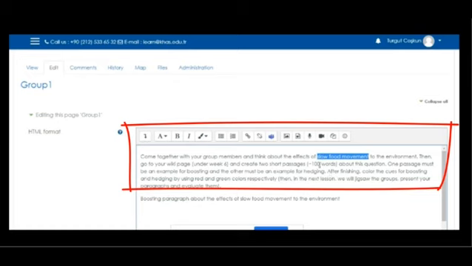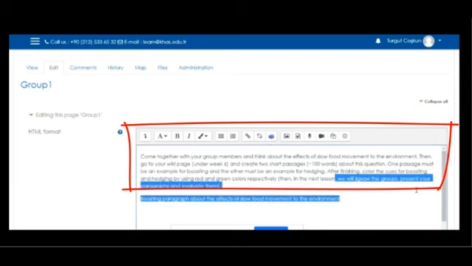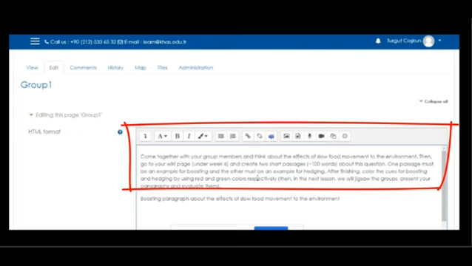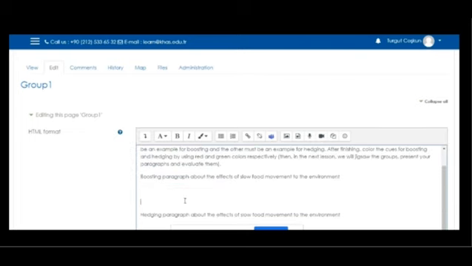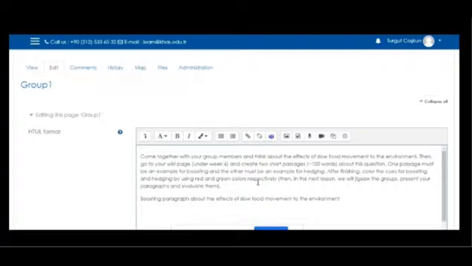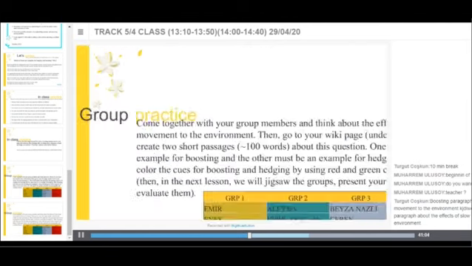You can create 2 passages. One will be an example for boosting, so use some clues for boosting in that passage, and the other one for hedging. After finishing, color the cues for boosting and hedging with red and green colors respectively. Then we are going to jigsaw the groups and present your paragraphs and evaluate them. So one boosting paragraph here and one hedging paragraph here. Work on it together. If you don't have any questions, I'm going to create the groups.